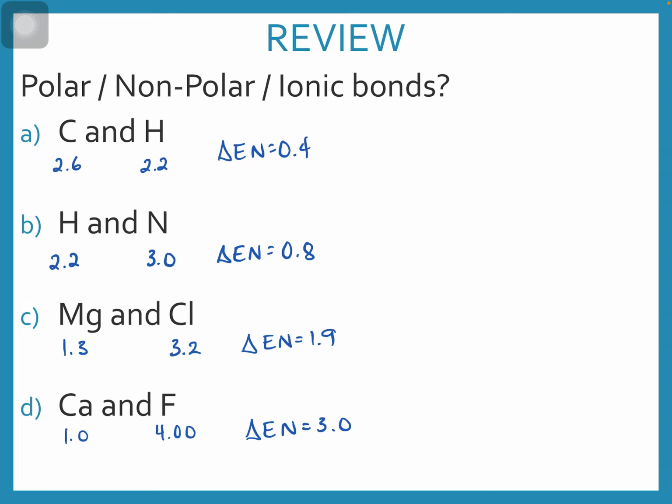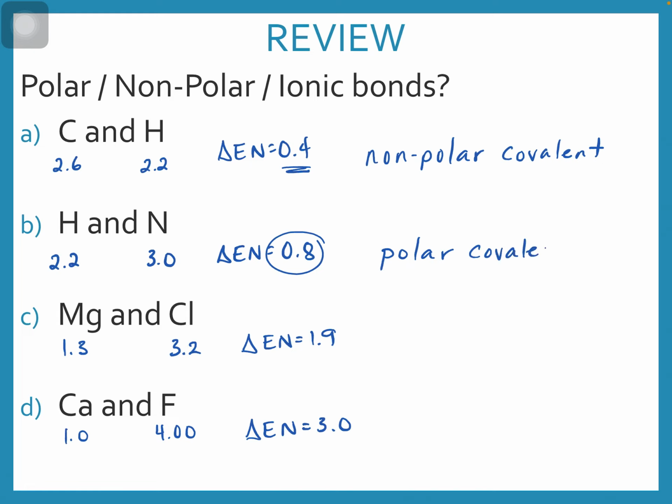To determine what type of bond we have, anything from 0 to 0.4, which would be this one here, is a non-polar bond. Anything between 0.5 and 1.6, which would be the 0.8, is a polar covalent bond. These are both covalent bonds, non-polar and polar, and both involve a sharing of electrons, which makes them covalent. Anything 1.7 or greater is going to be ionic.